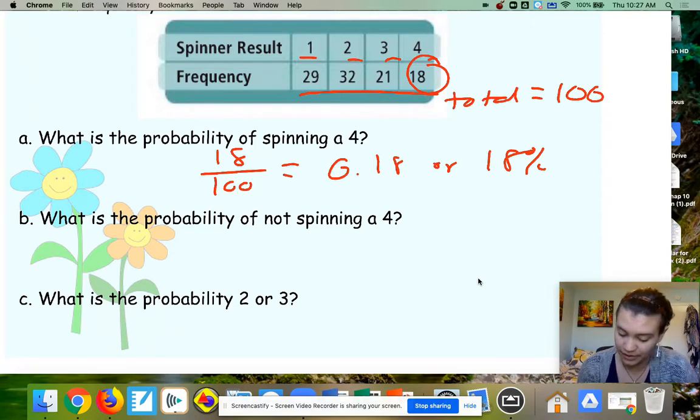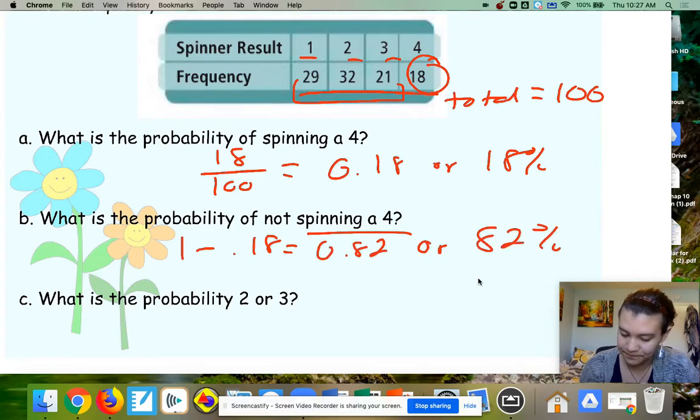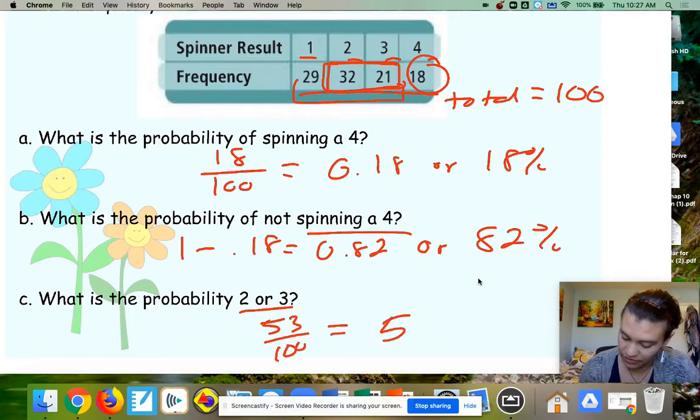So then the probability of not spinning a 4, you can either count up all of these and divide by 100 again, or we can just subtract from 1. So 1 minus 0.18 will give us 0.82 or 82%. Probability of a 2 or a 3, we want both of these. So that would give us 53 total possibilities out of 100, or 53%.